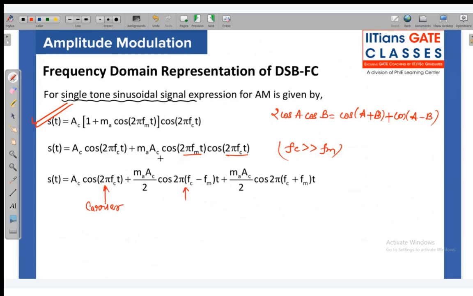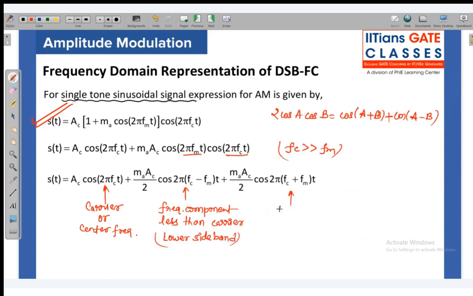Now when you break it into three different parts, cos(A+B) and cos(A-B), this is our first term, this is our second term, this is our third term. So we are getting three different terms. This is the carrier frequency, or you can also call it the center frequency, because it will come in the middle. The term having a frequency component less than the carrier is known as the lower sideband.